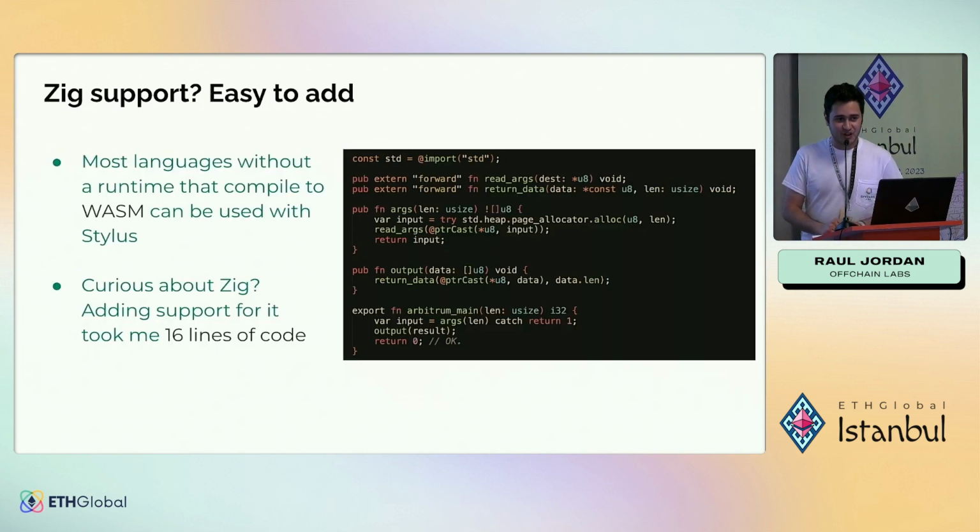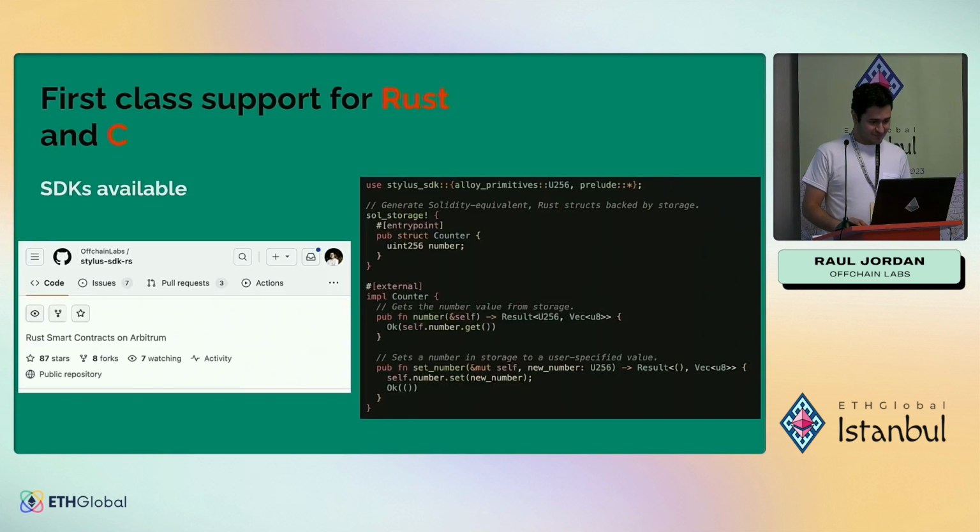You want to add support for new programming languages. So Zig is all the rage these days, being a spiritual successor to C. Almost any language that doesn't have a runtime can be used with Stylus. Adding support for Zig, for example, took me around 16 lines of code, and I'm running Zig smart contracts today on Stylus. As a team, we provide first-class support for Rust and C, and we have SDKs that are available to use for hackers here. And we'll also do a walkthrough on how to program some of these.